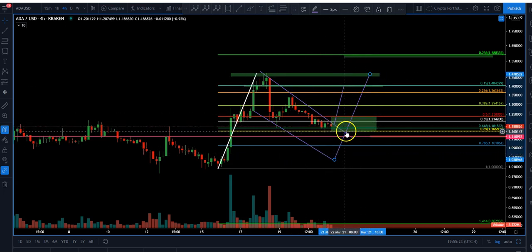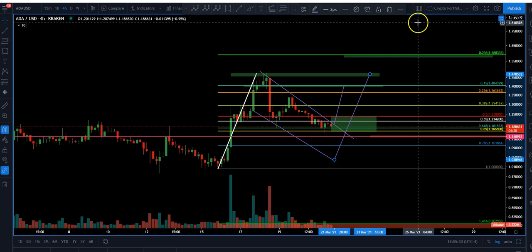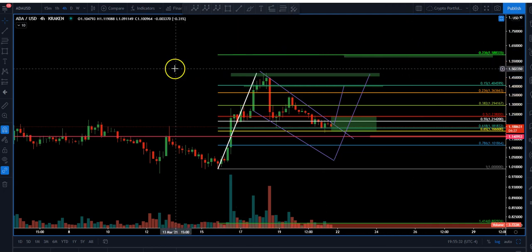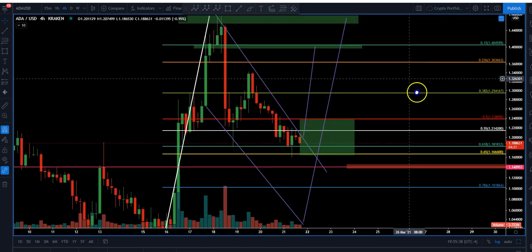You hope it's going to break out somewhere before the 65. You don't want it coming down below 65. It starts getting dicey if it goes lower. So really, that's the update for Cardano. Consider scaling out as it breaks out.